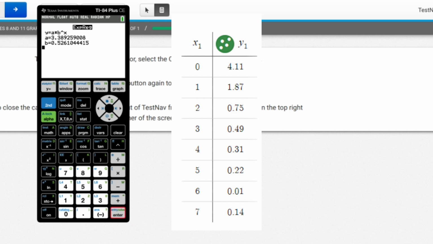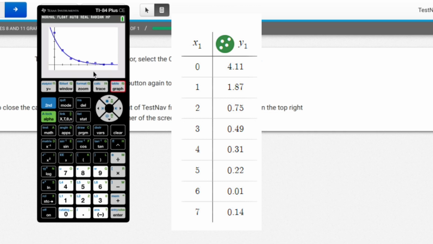The equation that I get is y equals 3.389 times 0.526 to the x. Now let's graph that. I stored it in my y equals, so there it is. Now it covered the old linear equation, but that's okay. I don't need that linear equation anymore.